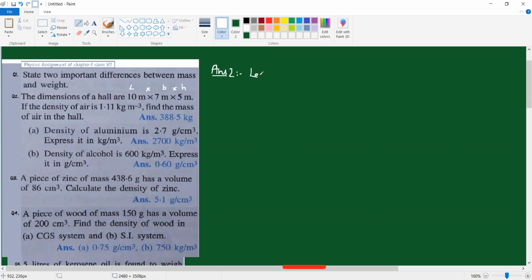So length L is equal to 10 meter. Breadth B is equal to 7 meters, and height H is equal to 5 meter.